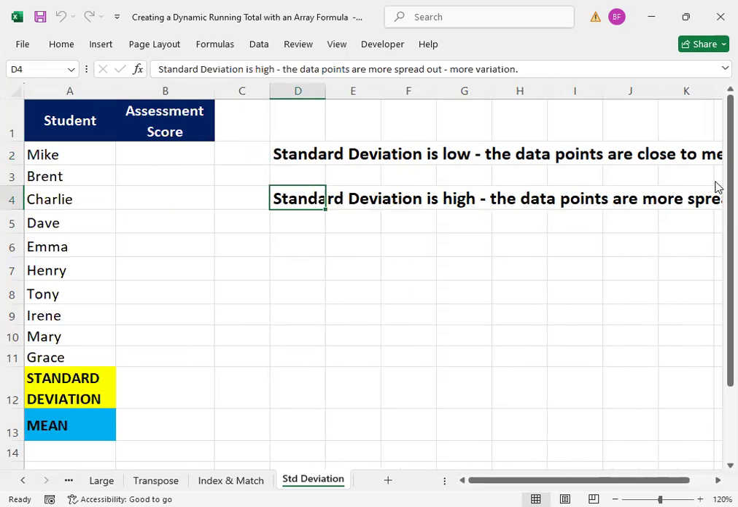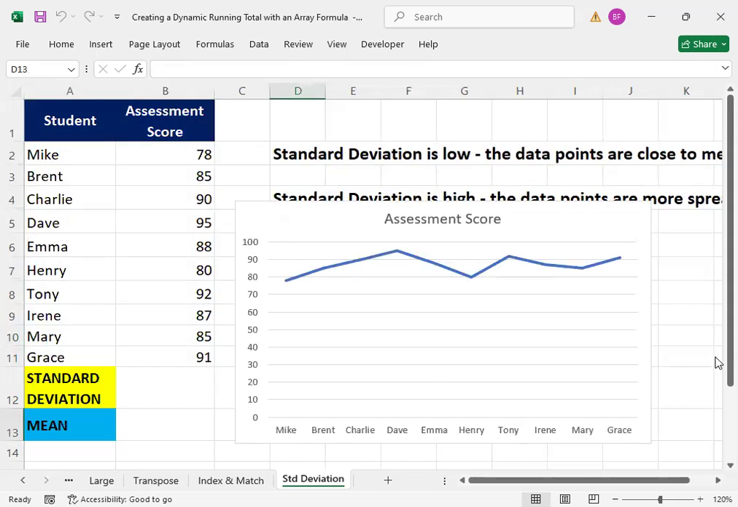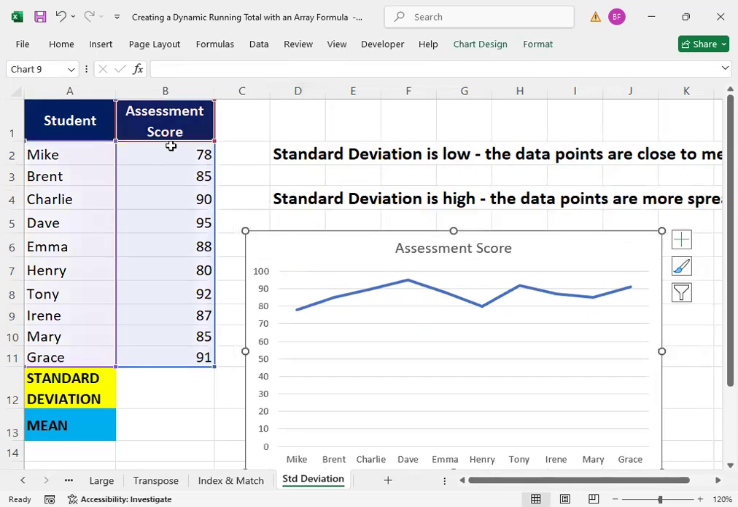Let's now enter our dataset. Suppose we have assessment scores for a group of students. We want to calculate how much the scores vary from the average. So let's have the scores now. And also, I'm going to give you a chart for your data visualization. So this chart will show you the trend for the population's assessment scores.